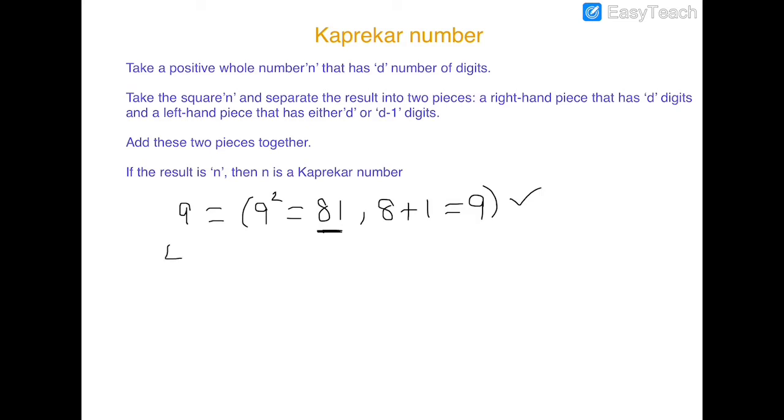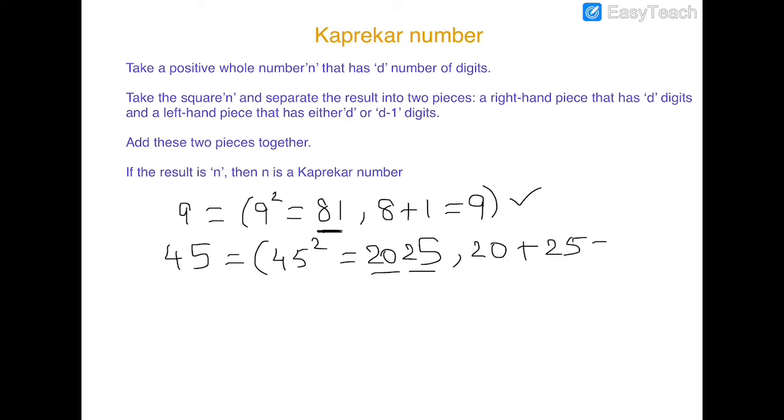In the same way, let me show you another example. 45. What is 45 squared? 2025. So separate these into two parts. It becomes 20 plus 25. That is again equal to 45, the same number.